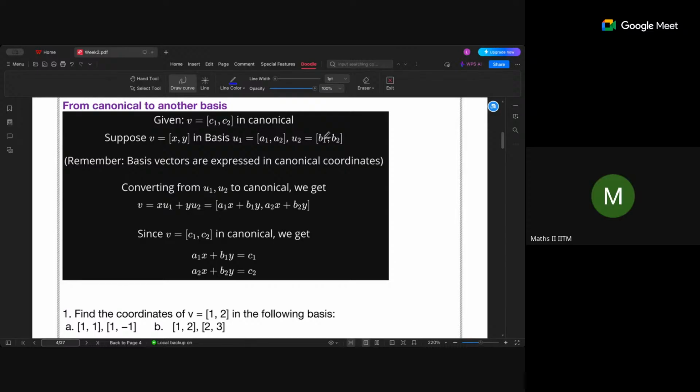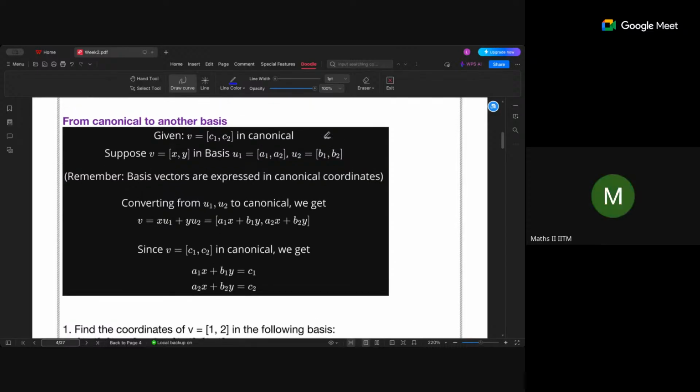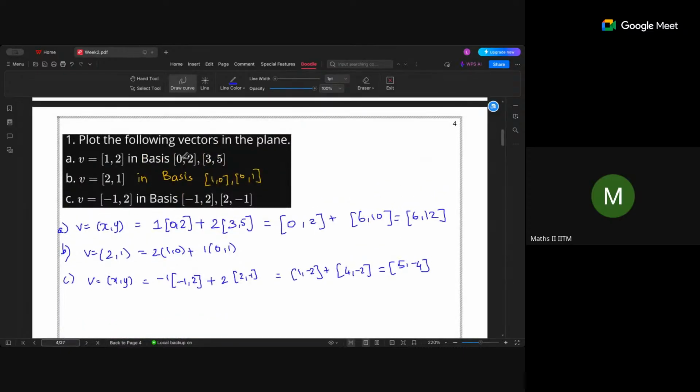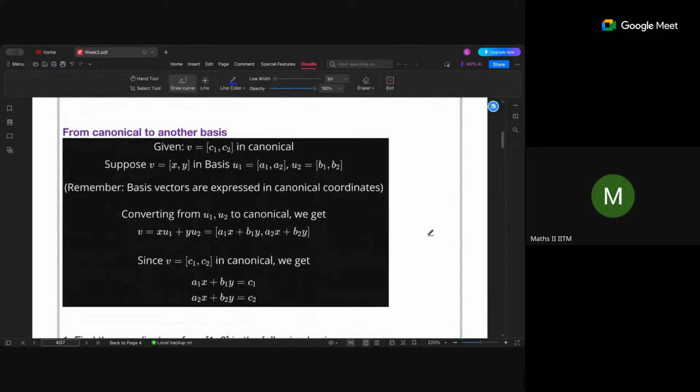Exactly. With respect to the canonical basis, you know that it is just the same coordinates you see in the xy plane. But when it is with respect to a different basis, then you have different coordinates here. So what is given to us is the coordinates with respect to this basis, and with that we see the coordinates with respect to the canonical basis, right?